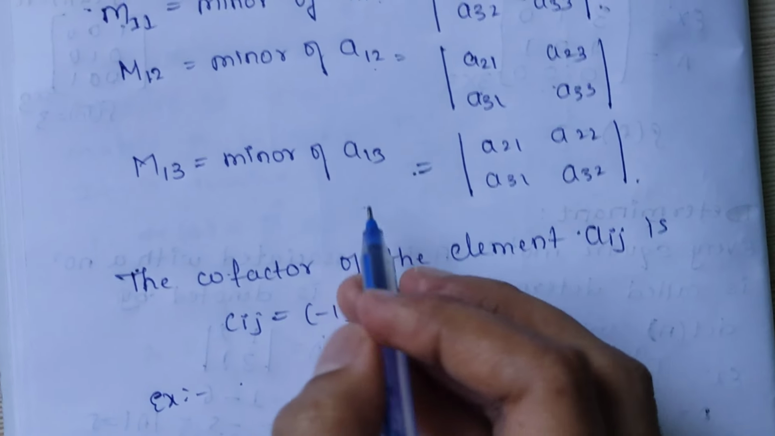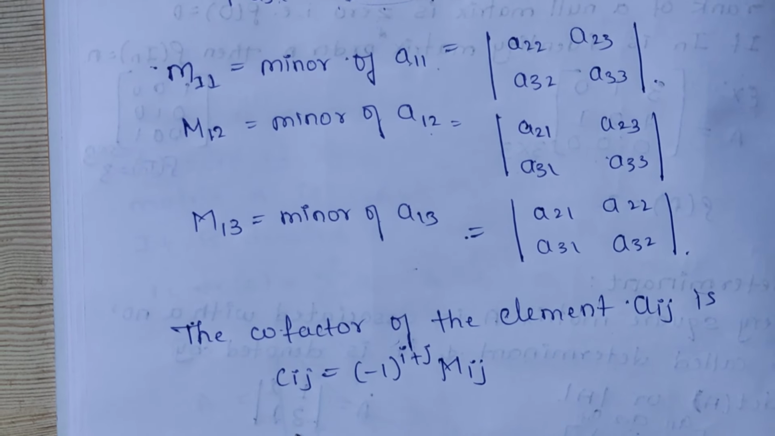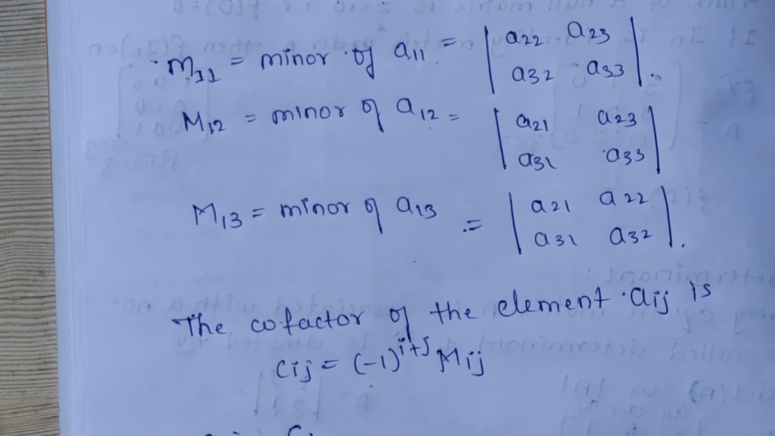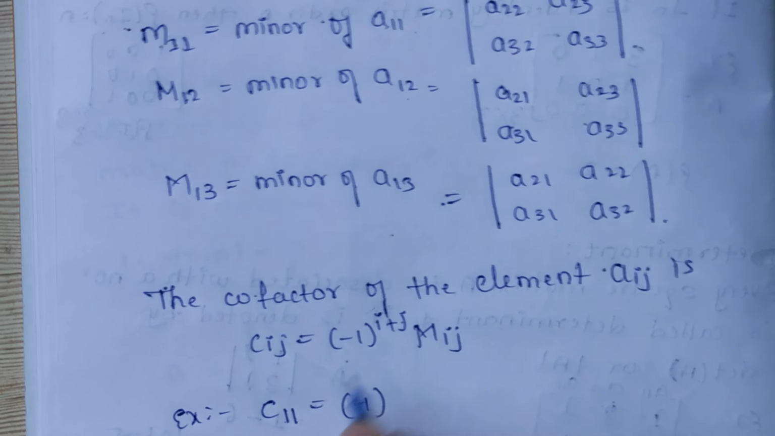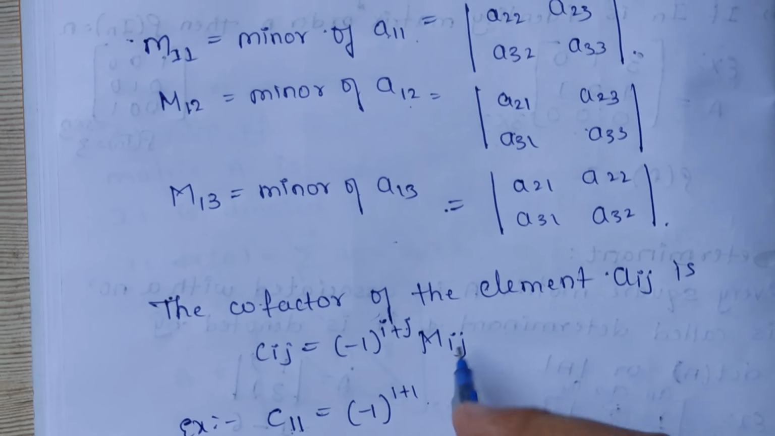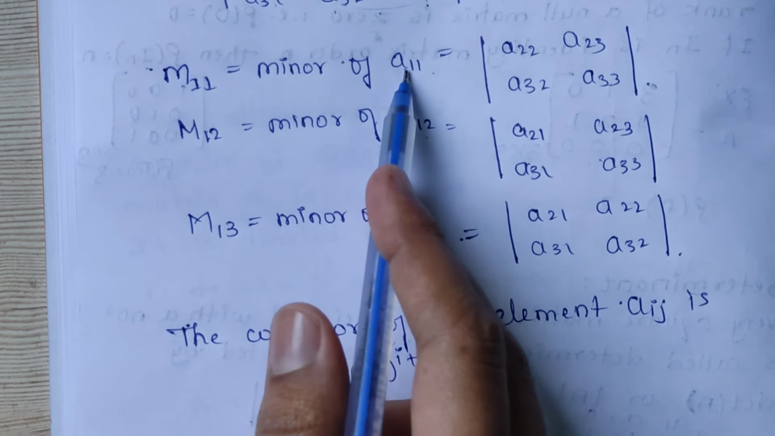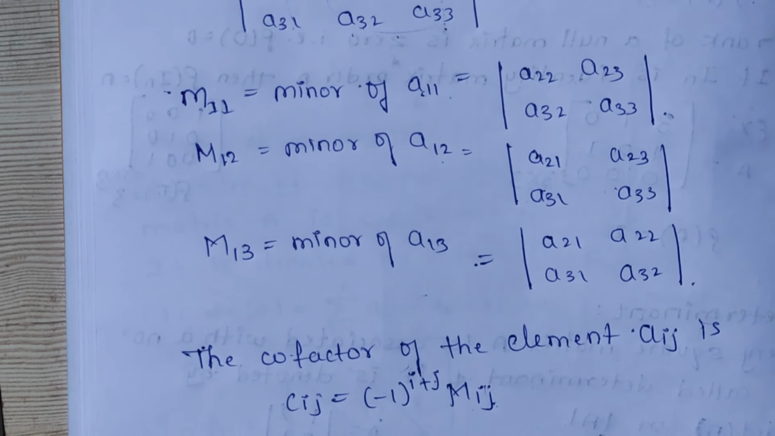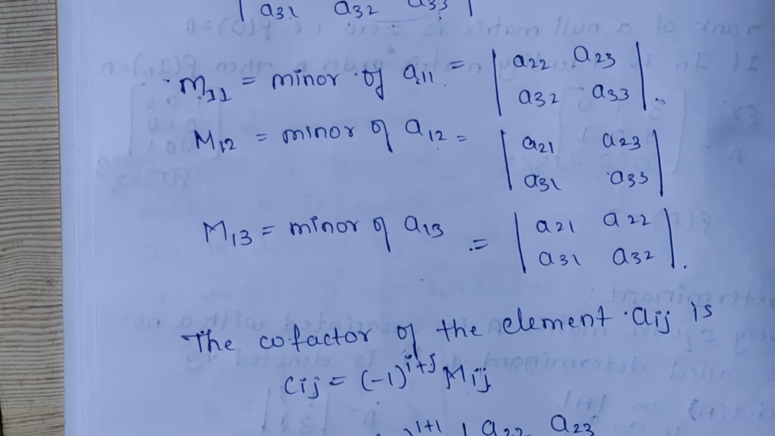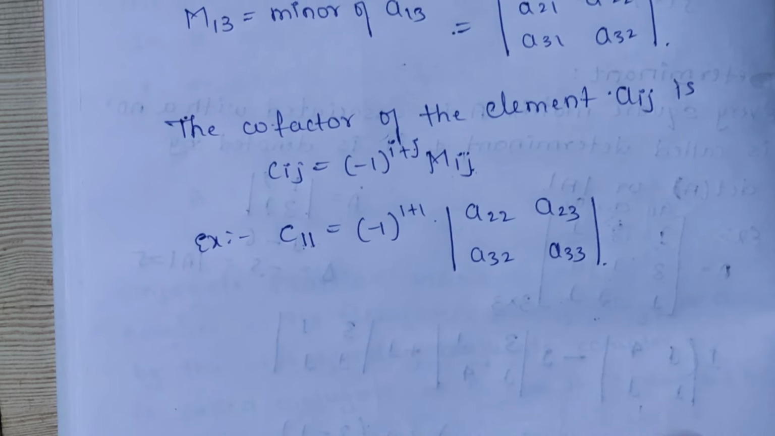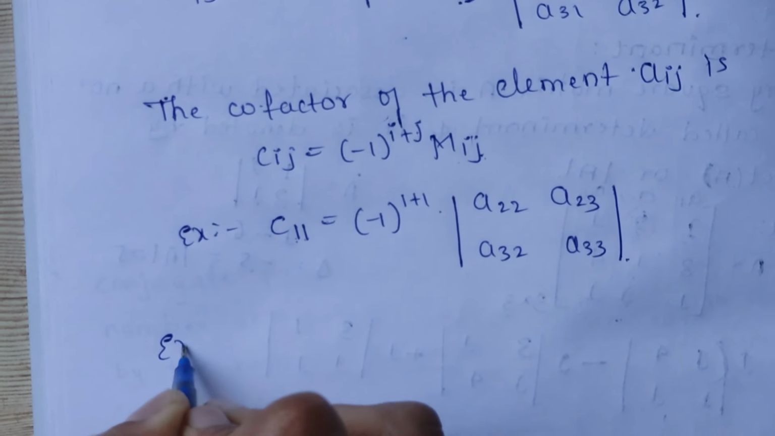So for example, let us calculate the cofactor of A11. That is C11, cofactor of that element, which is equals to minus 1 to the power 1 plus 1, into the minor M11, that is the minor with A22, A23, A32, A33. So in this way we will calculate the cofactors.